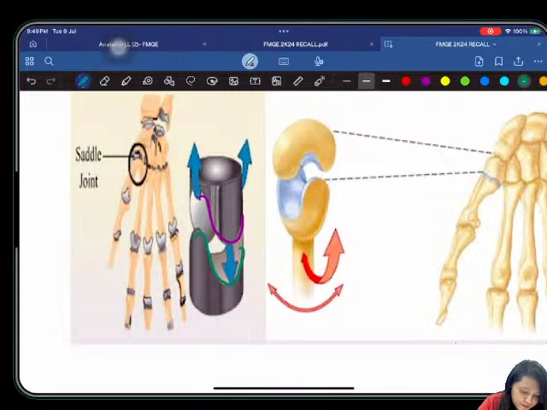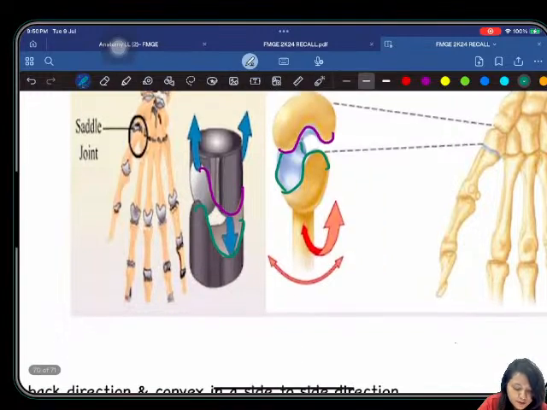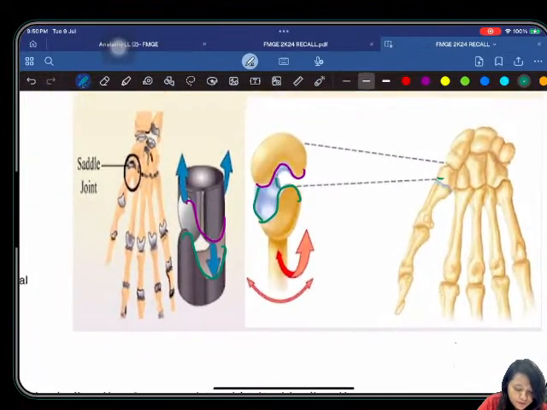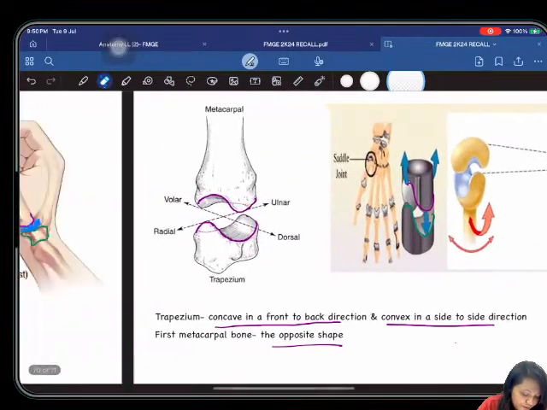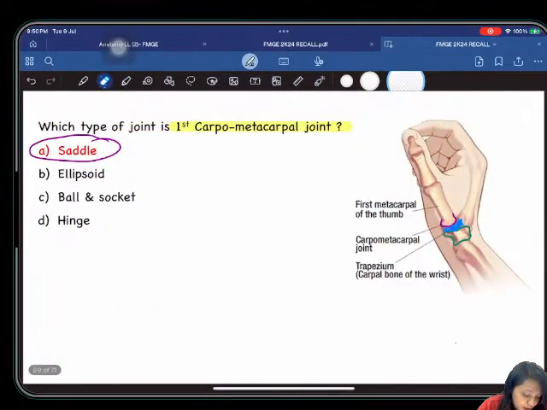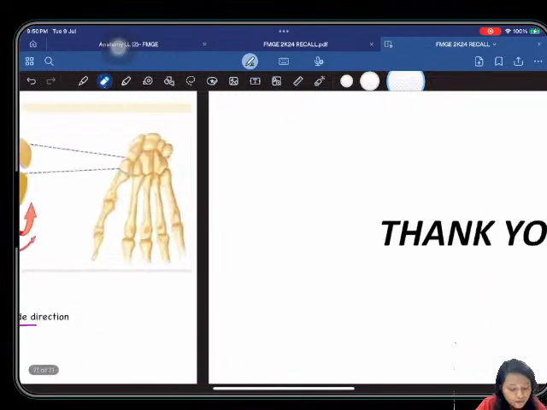Here also you can see the articular surface, the base of the first metacarpal, and this is the trapezium. As you can see, it is concave and convex. That's why it is your saddle variety of joint. So if they ask you about the first carpometacarpal joint, it is your saddle variety. The answer will be saddle, concave and convex.